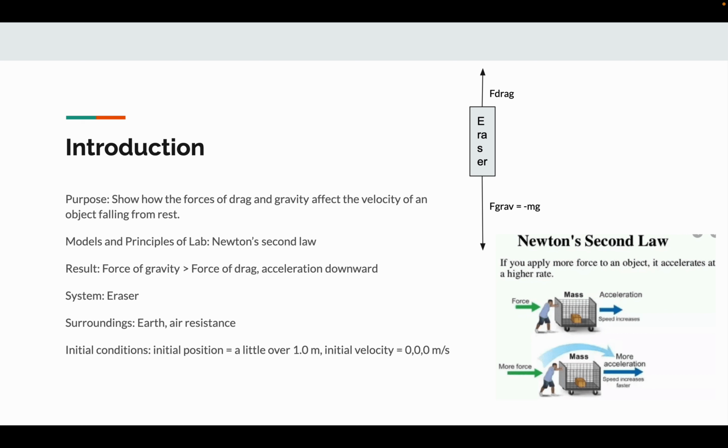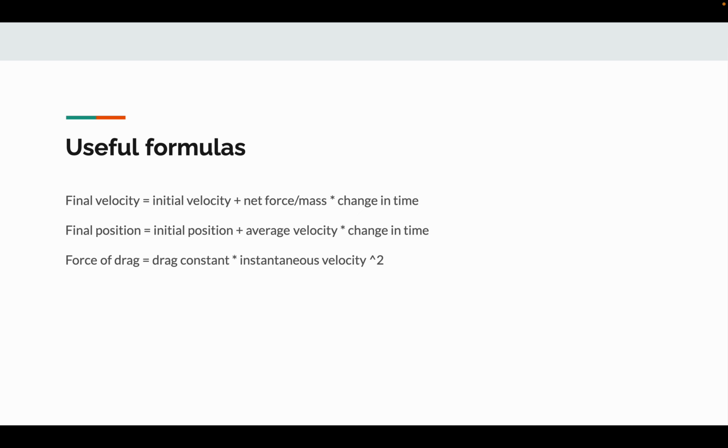The models and principles that are key to this lab, one of them is Newton's second law, which is shown in the figure to the bottom right. Basically, when a force acts upon an object, the object accelerates in the direction of the net force. So the net force in this case is pointing downward because gravity is greater than drag, so the eraser accelerates downward. The system is the eraser, the surroundings are earth and air resistance, and the initial conditions are the eraser starts at a little above 1 meter, and then it has an initial velocity of 0 meters per second.